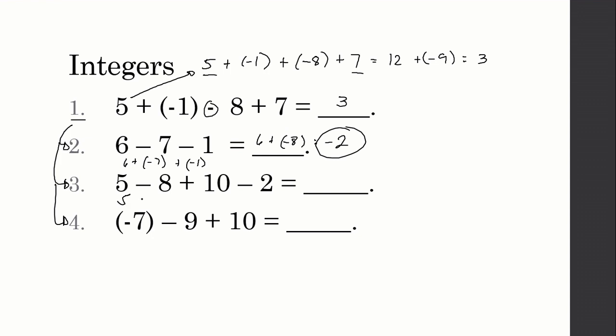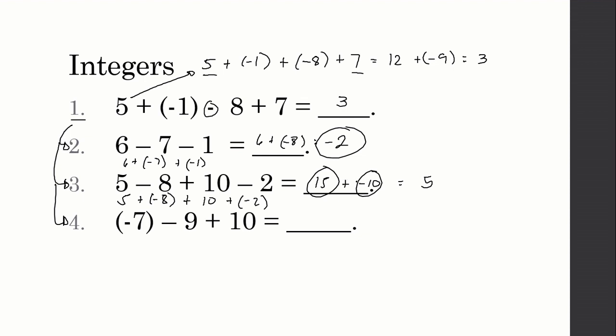it will become 5 plus -8 plus 10 plus -2. So let's add all positive integers. 5 plus 10 is 15. And then -8 plus -2 is -10. Then subtract 15 and 10. It will become positive 5. As you can see, we follow the sign of the highest integer.